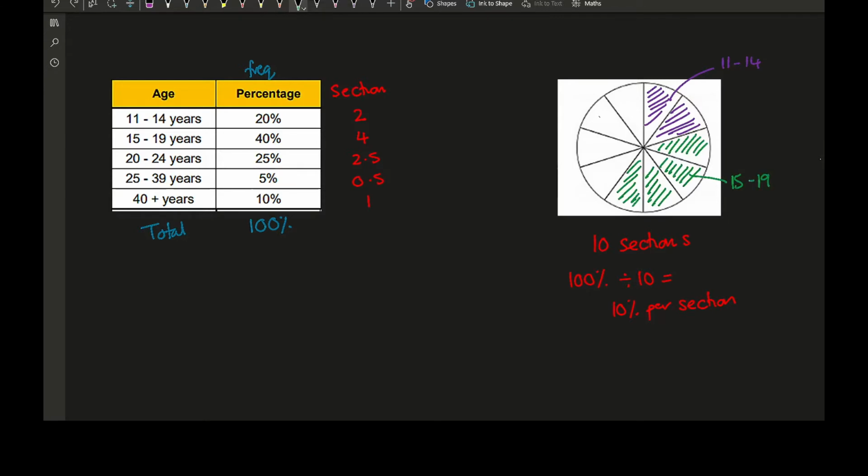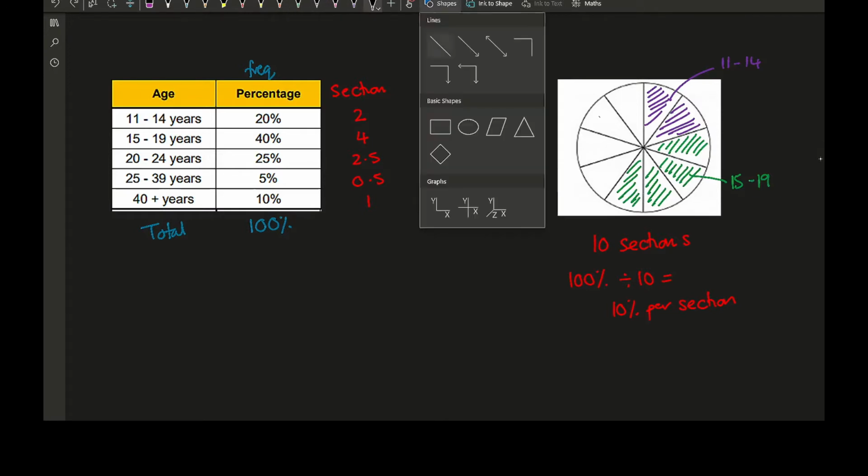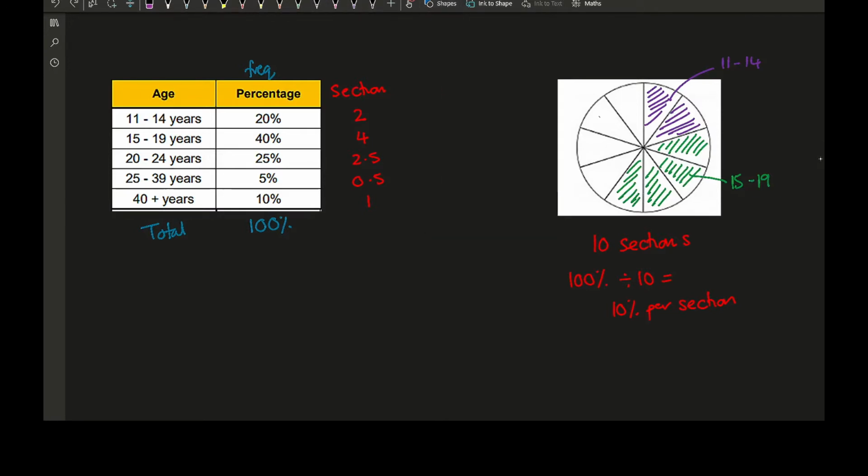And the next one, which is 2.5. Now this one is a little bit tricky. So again, I need to try and get a straight edge and look for halfway through. So we can just join those points up. Hopefully yours is going to be a lot neater than mine. And we're shading in 2.5. So that's 1, 2, and half. And again, I'm going to label that 20 to 24.